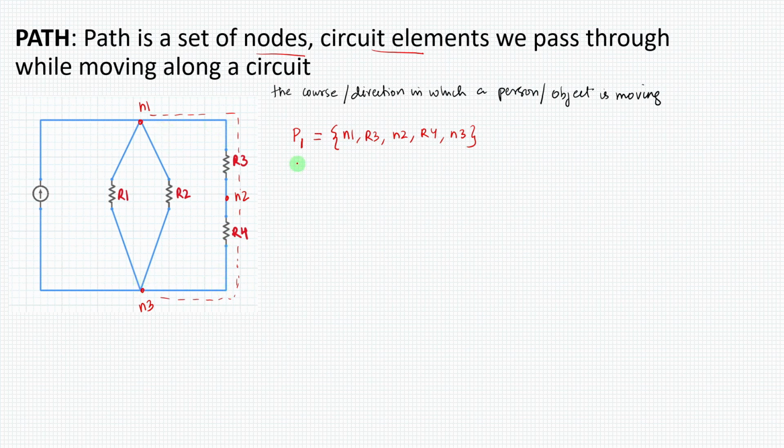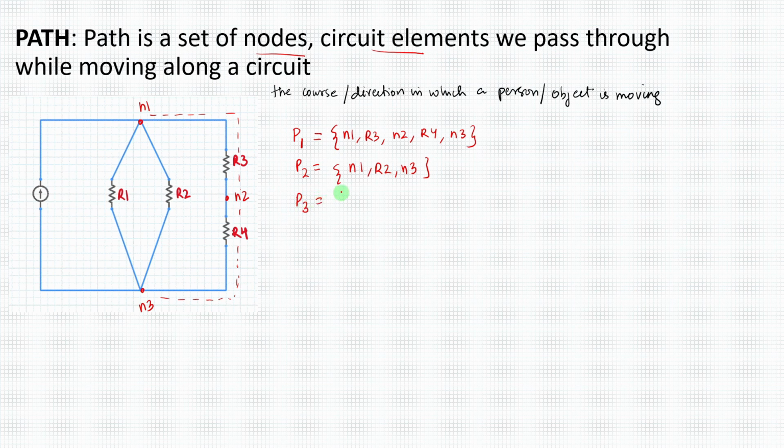I can define another path also. Like P2 is equal to, I'm moving from N1, R2, N3. In this case, I'm moving from N1, then going to R2, and then to N3. I'm not doing the dotted lines here because you should not have a habit of doing a lot of things in your circuit, because the circuit diagram will get very cluttered. So just understand this is the path N1, R2 and N3. So this is path 2.